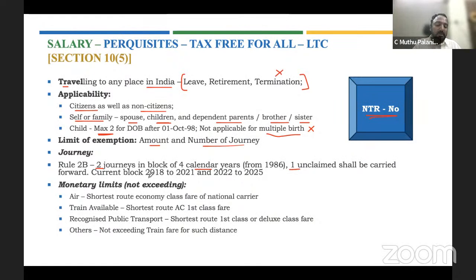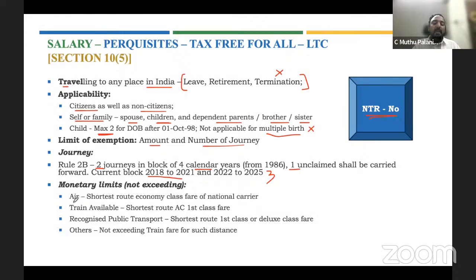So between 2018 and 2021, in those 4 years, if I have traveled only once and not twice, the second can be carried forward. So in this case, the total will become 3 travels in 2022-25. One can alone be carried forward.